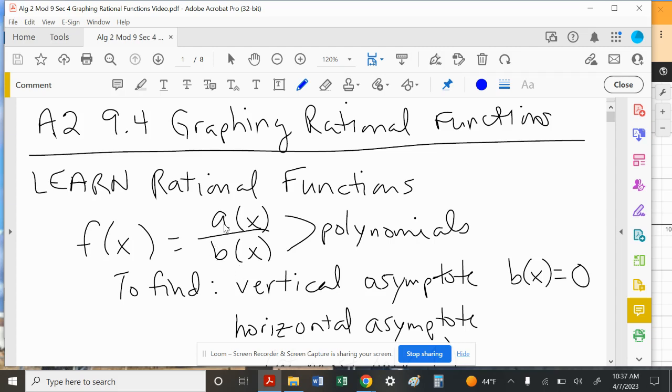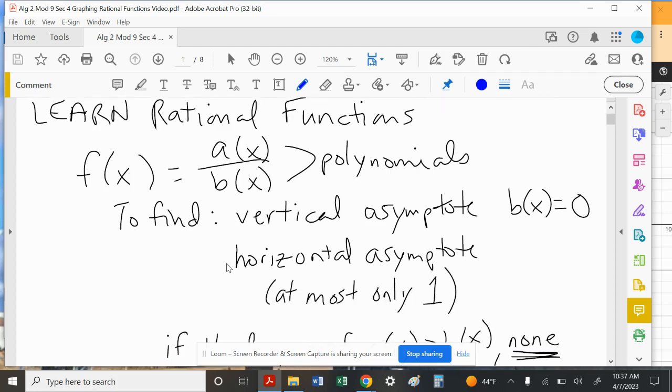So we have a of x over b of x. A of x is a polynomial, b of x is a polynomial. And we need to find a lot of information about this function to be able to graph it. So we need to see, is there a vertical asymptote? Is there a horizontal asymptote? Is there an oblique asymptote? What all do we have based on the information that we are given? That's what we're going to walk through.